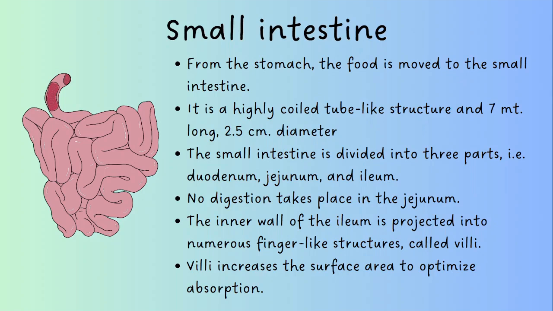No digestion takes place in the jejunum, and the inner wall of the ileum is projected into numerous finger-like projections. What is that called? That is villi. Villi increase the surface area to optimize absorption. When does absorption occur? After digestion. After complete digestion of food occurs in the small intestine, absorption of food occurs in the small intestine itself, and villi help in it.